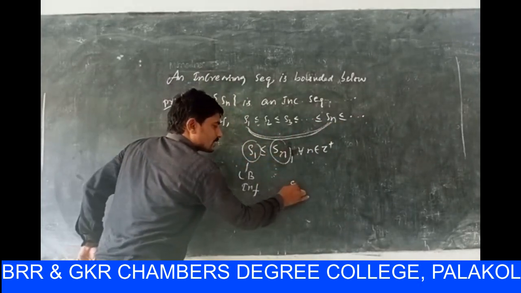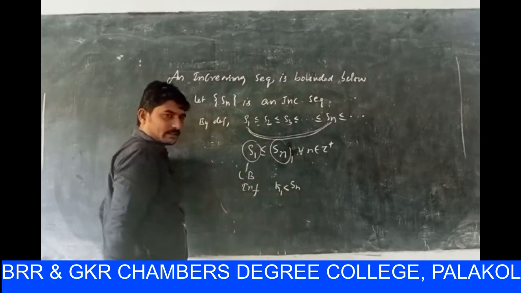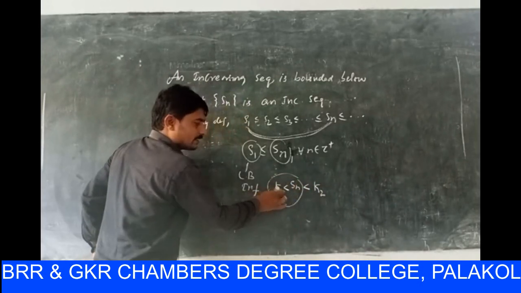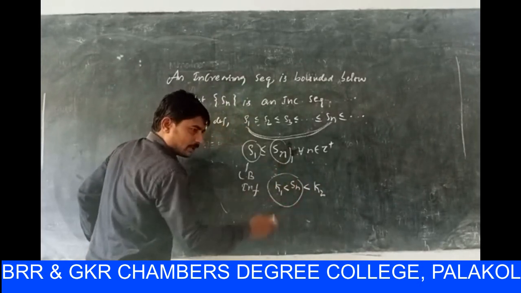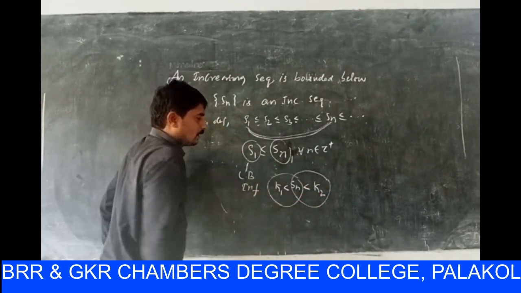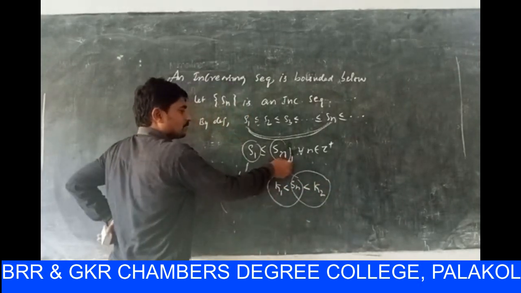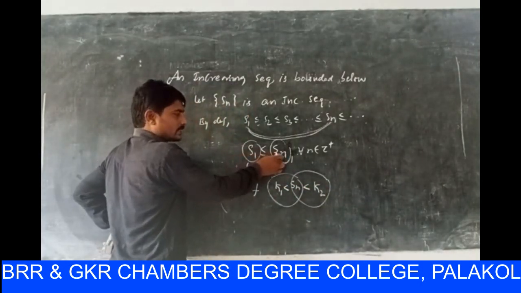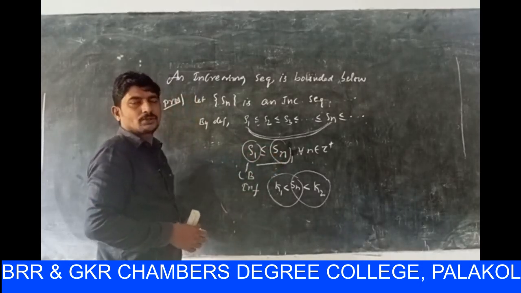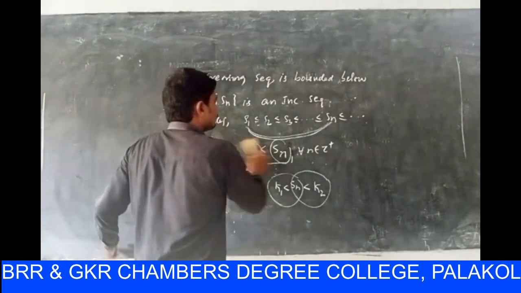For example, the sequence Sn is bounded below means K1 is less than Sn. Bounded above means Sn is less than K2. If there is a relation K1 is less than Sn, the sequence Sn is bounded below. If Sn is less than K2, where K2 and K1 are constants, the sequence is bounded above. Similarly, from this relation we have S1 less than or equal to Sn, so that the sequence is bounded below. So clearly, an increasing sequence is bounded below.